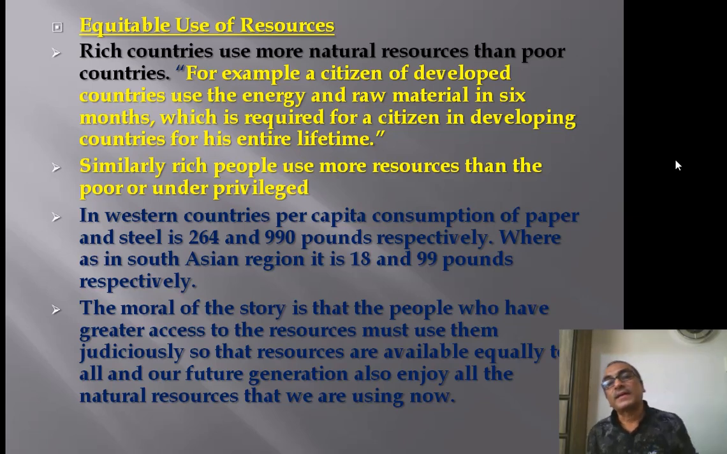So the moral of the story is that the people who have greater access to the resources must use them judiciously so that resources are available equally to all of us, and the resources will be further passed on to the next generation. That means the future generation will also be able to enjoy and use these natural resources. We have to keep in mind that the human population is going to exist on this planet Earth for many more, maybe millions of years, we don't know. So if we overexploit and cause a decline in the natural resources to a greater extent now, then it will not be available for our future generation. They are going to suffer a lot.